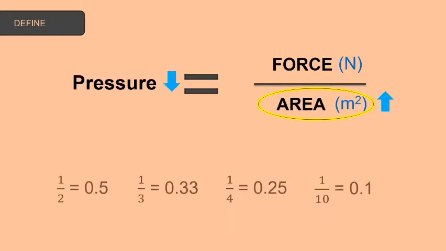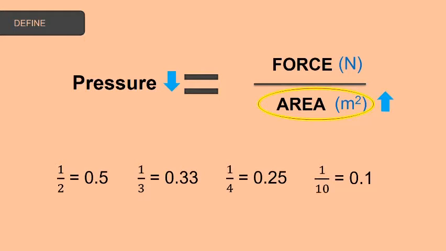Use mathematical logic to answer this. If I have a fraction and I keep the term in the numerator constant and keep increasing the term in the denominator, then will the fraction increase or decrease? Surely, it will decrease. So the pressure will decrease if I increase the area, while keeping the force constant. What did we find now?